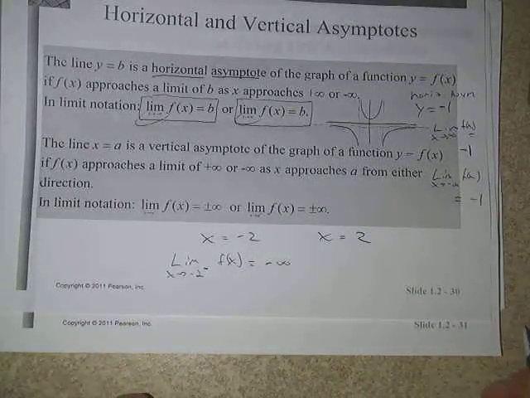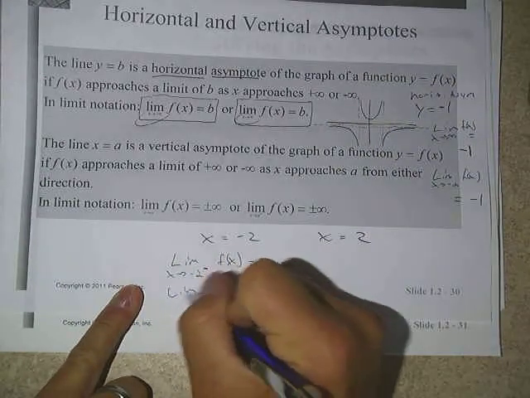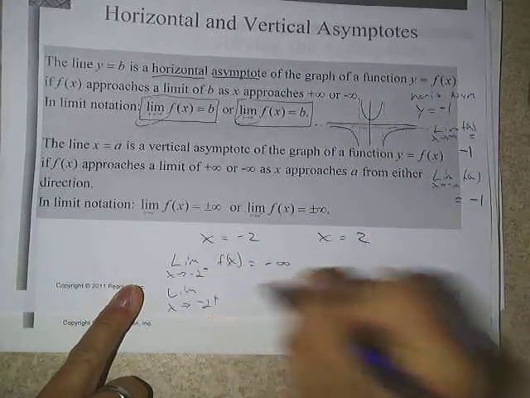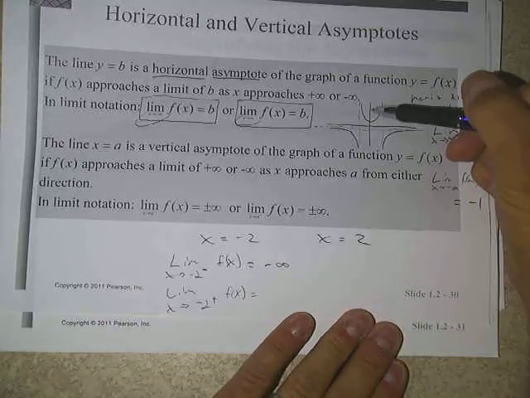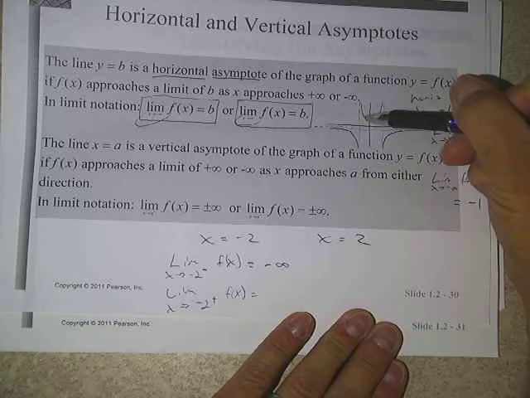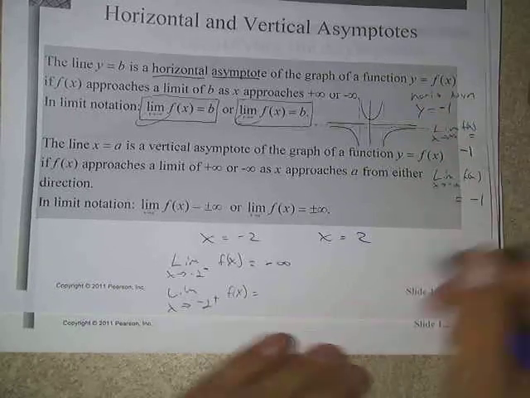Let's look at our picture to see what the answer is. Here's the left over here. As we approach -2 from the left, what's going on with our y-coordinates? They're getting infinitely small, so the answer to this limit would be -infinity. That means it's going down as we approach that asymptote from the left.